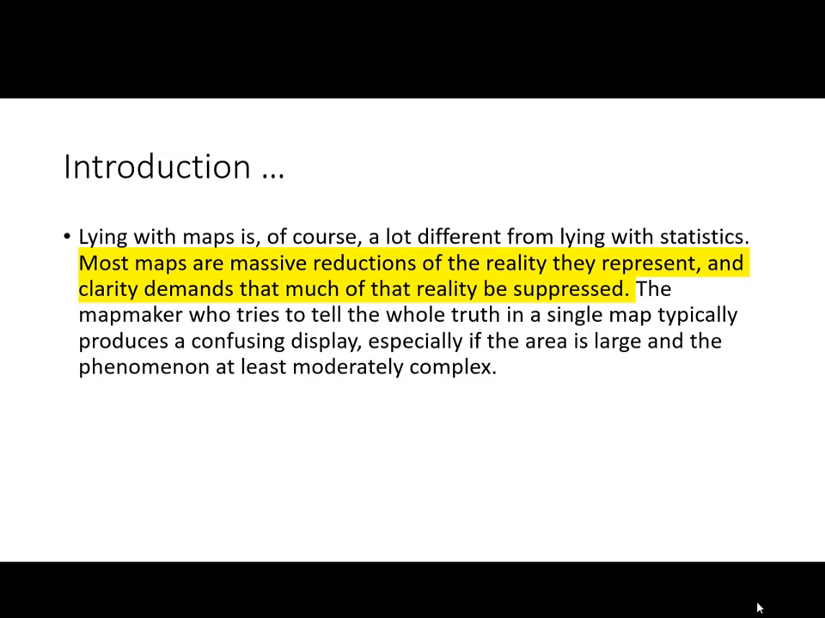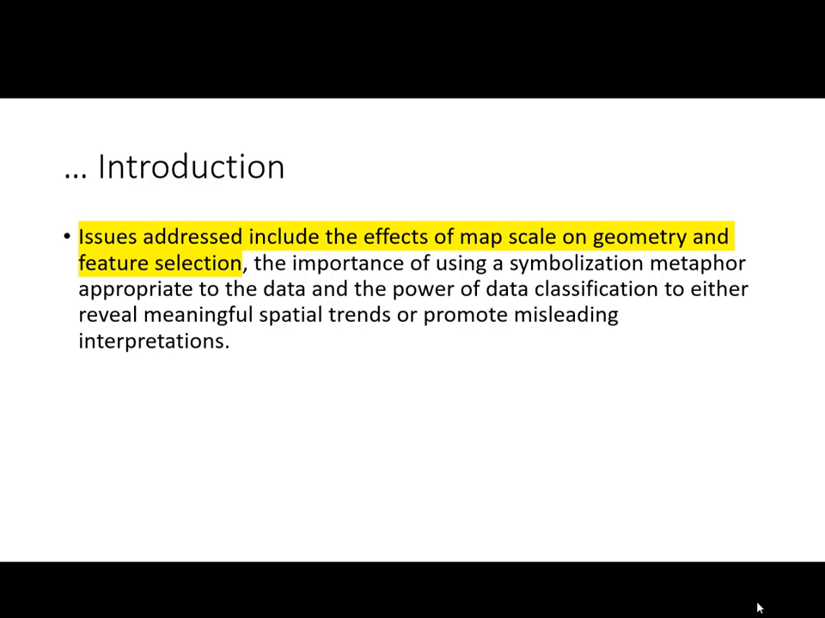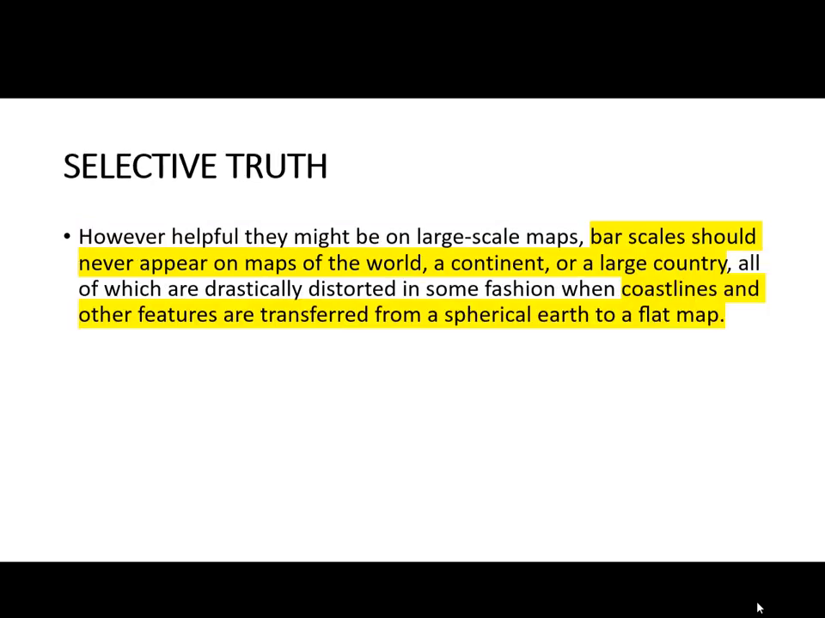Most maps are massive reductions of the reality they represent, and clarity demands that much of that reality be suppressed. Issues addressed here include the effects of map scale on geometry and feature selection. Bar scales should never appear on a map of the world, a continent, or a large country. Why? Because coastlines and other features are transferred from a spherical Earth to a flat map.